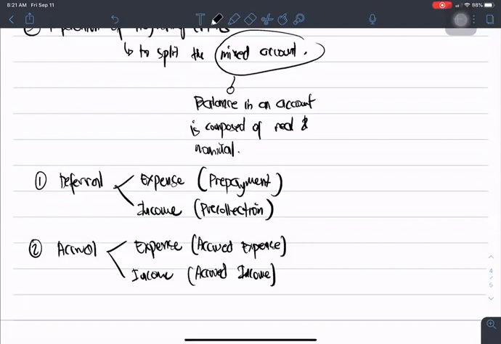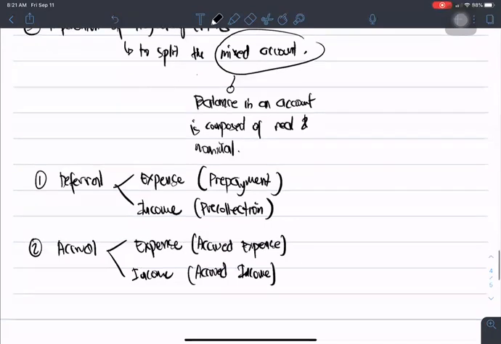Okay, so when we say the balance in an account is composed of real and nominal, it means that it is a mixed account. And what are those mixed accounts? We call them deferral and accrual, or prepayment and pre-collection.